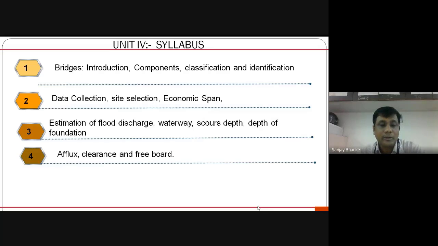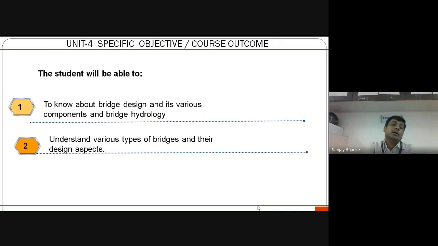What is the estimation of flood discharge and waterway? What do you mean by scour depth? What do you mean by afflux, clearance and free board? So all this we are going to discuss in today's topic. In this specific topic, the student will be able to understand bridge design, its various components and bridge hydrology. He should understand the various types of bridges and their design aspects.